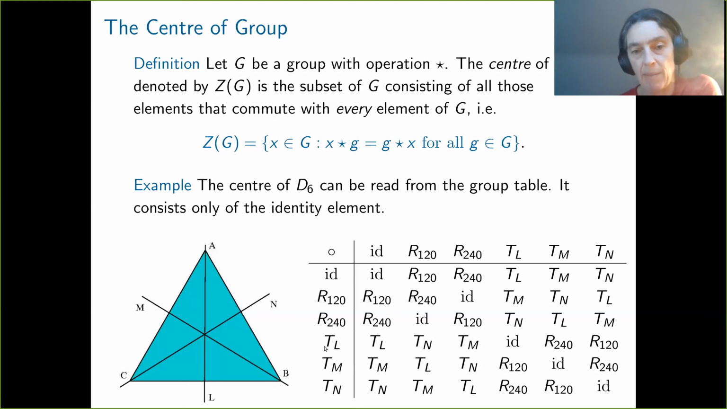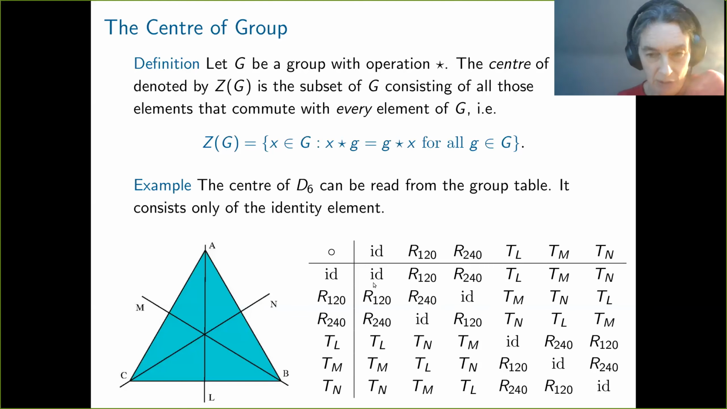So if we look at TL, for example, the reflection in the line L, look at the 6 elements in its row: TL, TN, TM, identity, rotation through 240 and 120. If we look at the 6 elements in the column labeled TL, we can notice that they're not there in the same order. TL is first, all right, but the second one is different. The third one's also different. The fourth one is where it meets the diagonal, that's the identity. But the 5th element in the row of TL is not the same as the 5th element in its column, and same for the 6th. So the elements don't appear in the same order in the row labeling TL as they do for the column labeling TL. That tells us that TL is not in the center, because there are at least some things that it doesn't commute with.